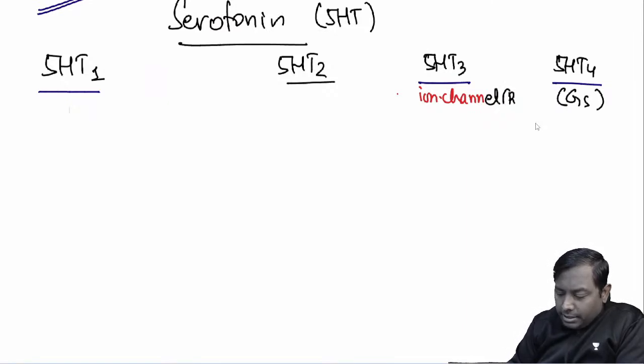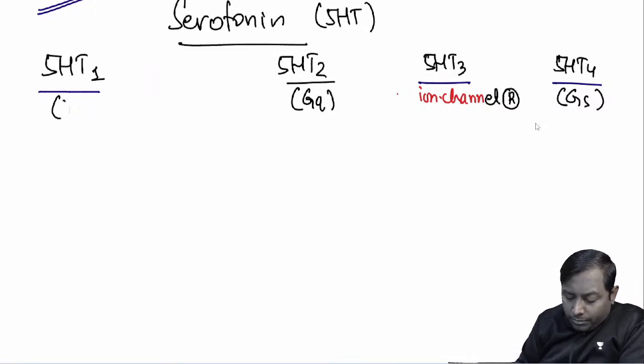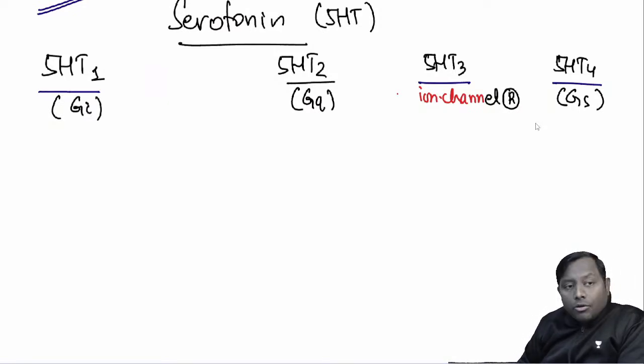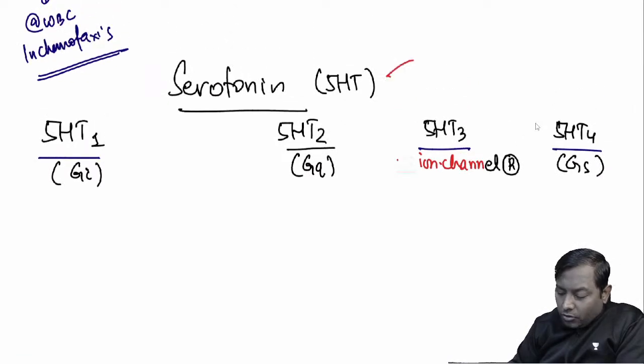5-HT3 is going to be an ion channel receptor. 5-HT2 will be your Gq and 5-HT1 will be your Gi. That means they are autoreceptors. And what are the drugs that we have? For remembering the drugs, I'll tell you a simple trick. Always remember the rule of 5. What does the rule of 5 say in serotonin?